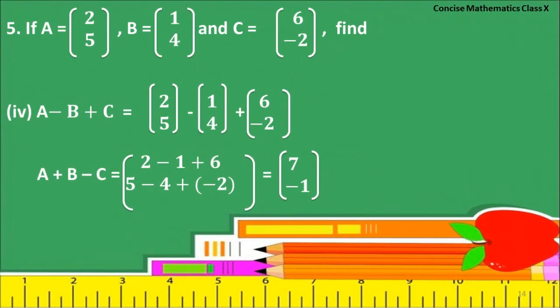The fourth sub question of question number 5. Here we need to calculate the value of A minus B plus C. Consider matrix A minus matrix B plus matrix C. So it is 2 minus 1 plus 6, 5 minus 4 plus of minus 2. 2 minus 1 is 1, 1 plus 6 is 7. 5 minus 4 is 1, 1 plus of minus 2 is minus 1. You can note down here also, children, the resulting matrix is also of the same order 2 by 1, 2 rows, 1 column.